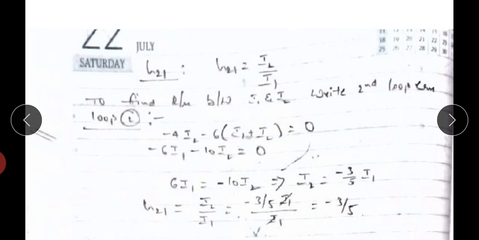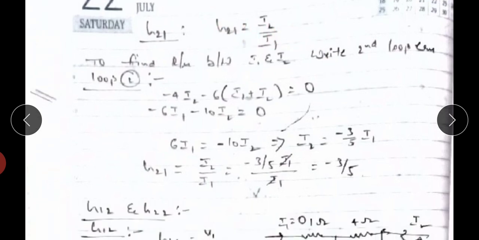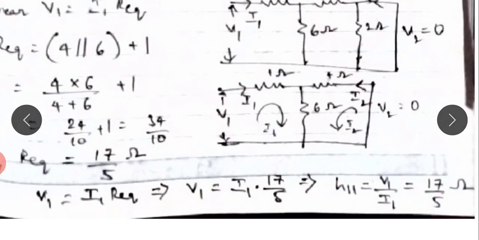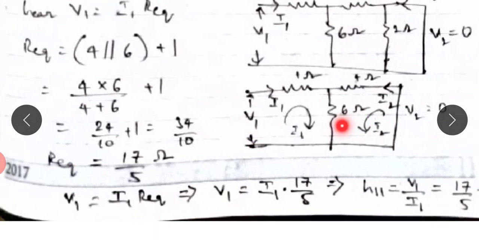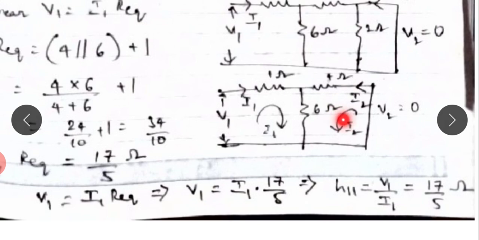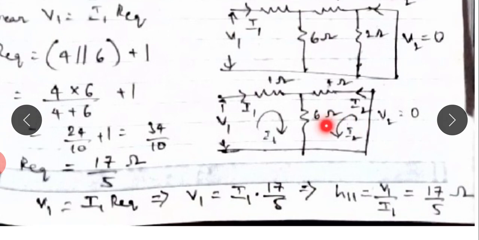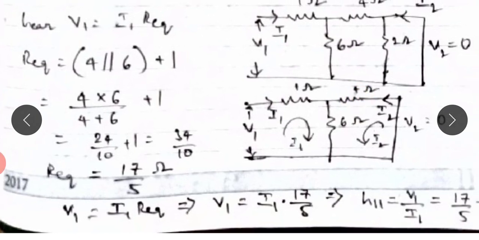So H21 equals the formula I2 by I1. Here to find H21, we have to express I2 in terms of I1. To find the relation between I2 and I1, write a loop equation of loop 2. So this is the second loop. Assume the current directions: I1 clockwise, I2 anti-clockwise. So the second loop equation: minus 4 into I2 minus 6 into I2 plus I1 equals 0. So this is the second loop equation.